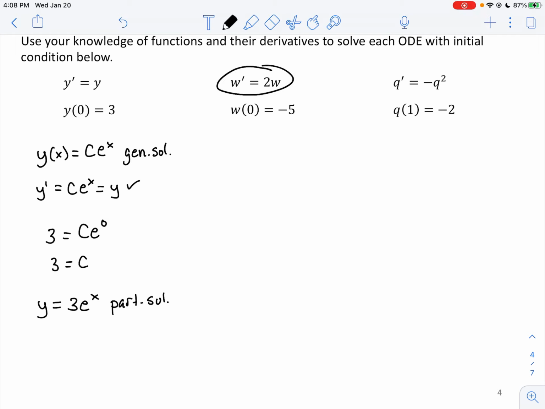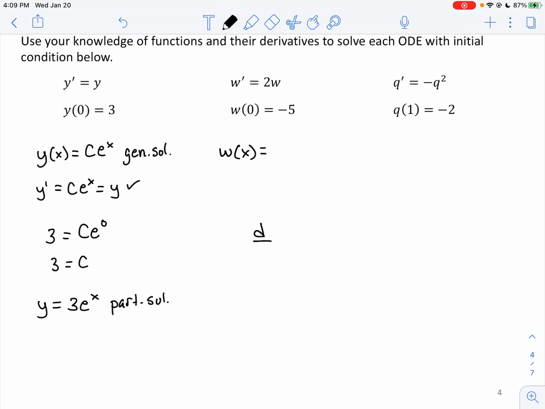Well, again, w is the dependent variable, and I don't see an independent variable indicated. Let's just go with x again. So we're trying to figure out a w function of x, such that when you differentiate it, you get twice what you started with. Again, if this was an x, not a w, then this would be an easy problem, but it's a w. So we're trying to find a w function such that when you do w prime, you get twice what you started with.